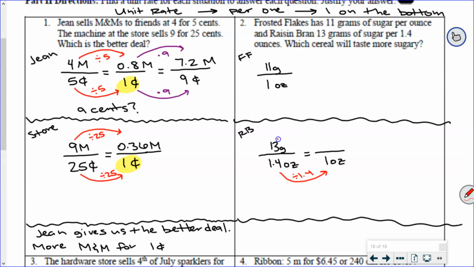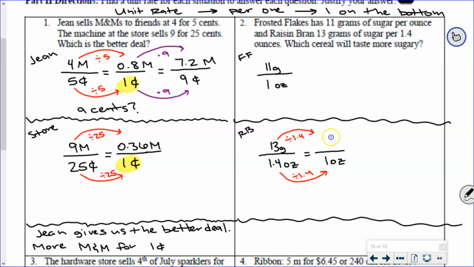1.4. And so the top needs the same treatment. And the 13 is also going to be divided by 1.4. And good thing we have calculators because I can't do that one in my head. 13 divided by 1.4. Many of you already did this when you worked with your group.